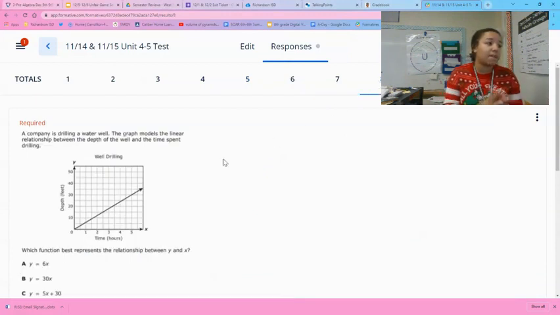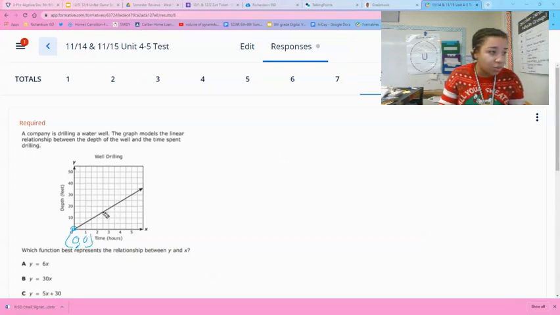Question 8. It says the company is drilling a water well. The graph models the linear relationship between the depth of the well and the time spent drilling. So the function represents the relationship y as a function of x. I know it goes to the origin, so I can just do 2 points. This is going to be one of my points, 0, 0. And then I'm going to have another point here, which would be 2.5 and 15.